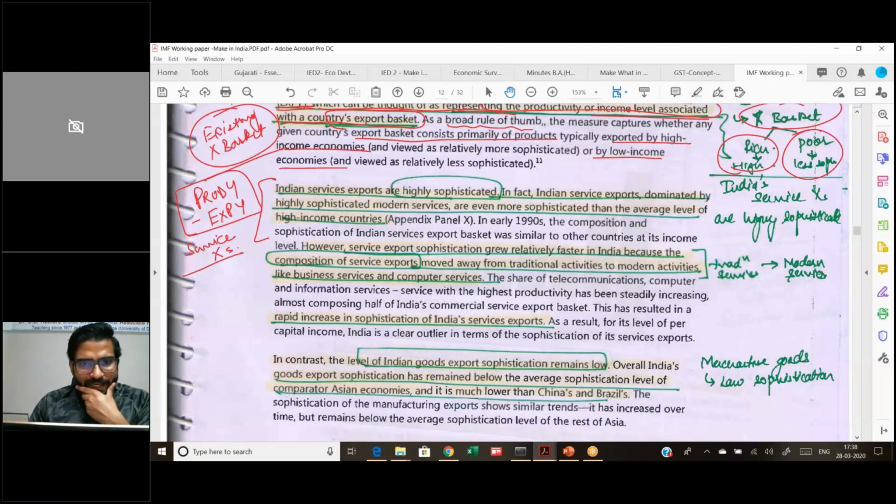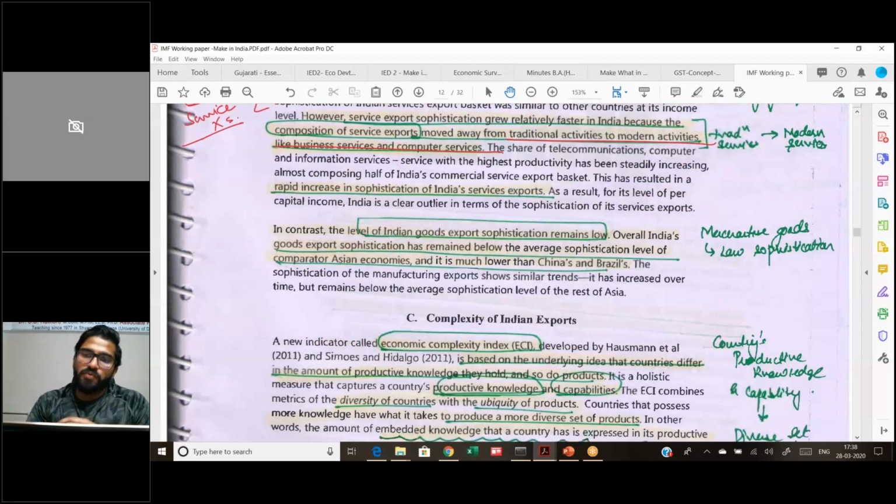India's service exports are highly sophisticated, they are modern services, and at times perhaps more sophisticated than the average of higher income group countries. In fact, if you see the PRODY list, perhaps India lies at the very top, because the world sees India's service exports as the very best. However, we have moved away from traditional activities to modern activities, which is business services and computer services. Whereas if we see the merchandise goods, the manufacturing goods, our sophistication remains very low.